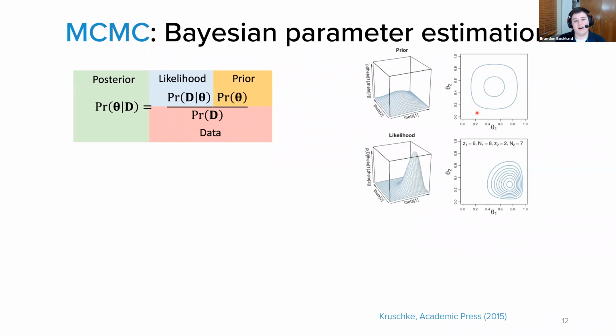Now we can imagine that we've observed some data, again D, and we're evaluating what the probability of observing that data D is, given all the combinations of parameter values in this parameter space.